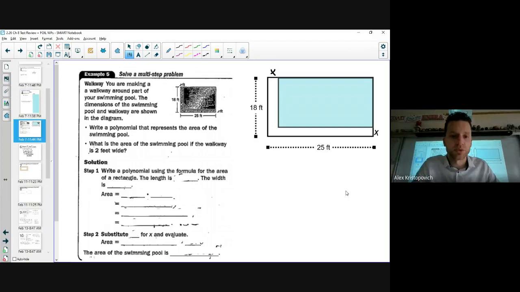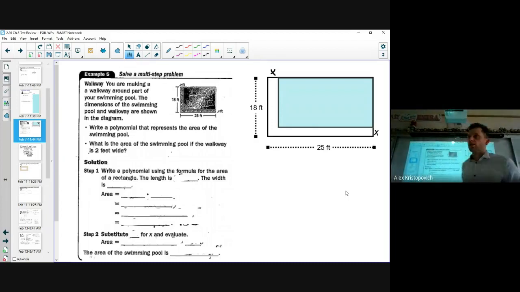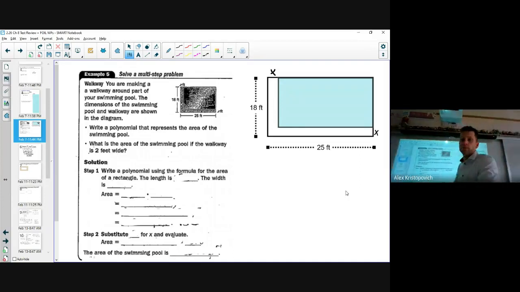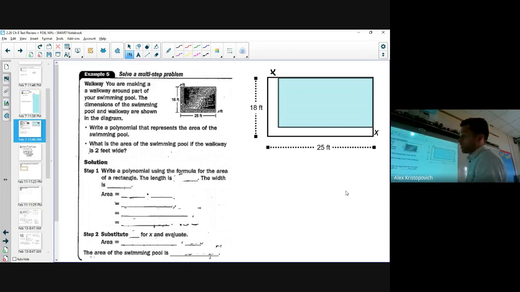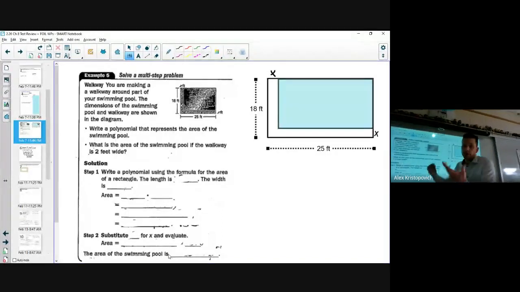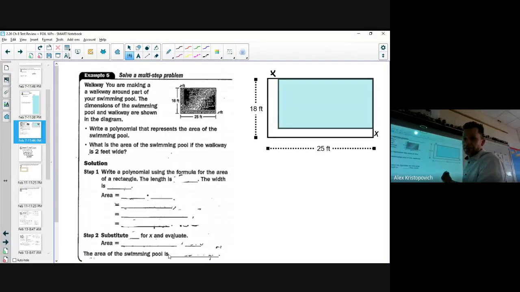So let's go back up here. It says, write a polynomial that represents the area of the swimming pool. When it says that, we're not looking for a numerical value. We're not saying, oh, the area is 50 feet squared. That's not what we're doing right now. We are writing essentially an expression that would represent the area. So to find the area of the pool, we would need the length and the width of the pool, right?